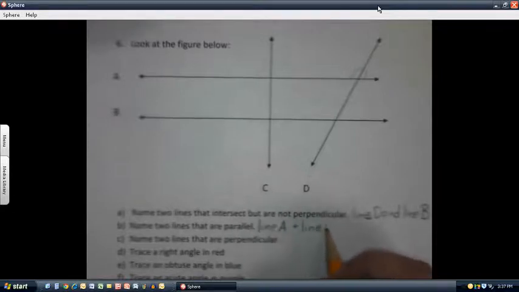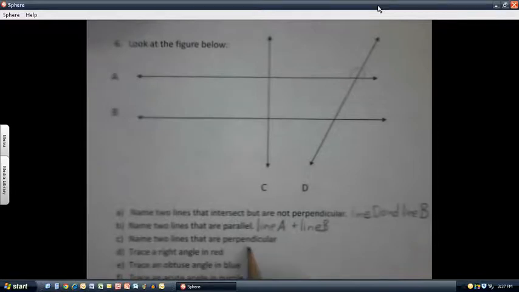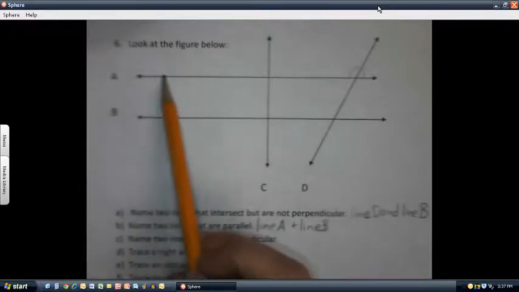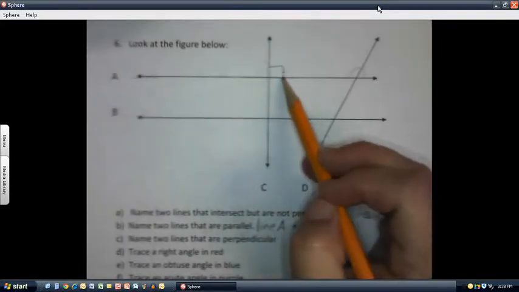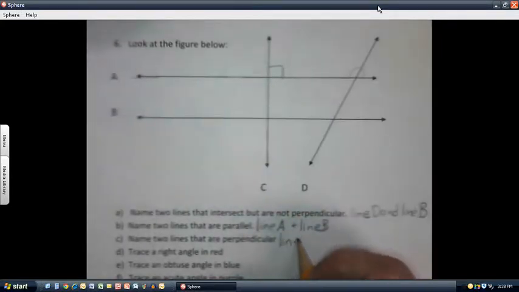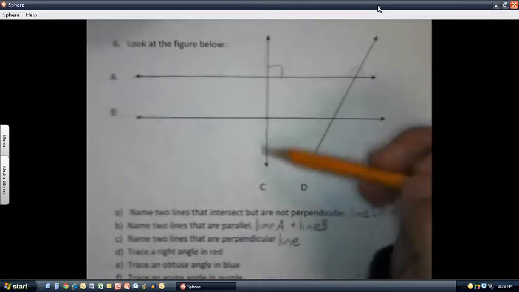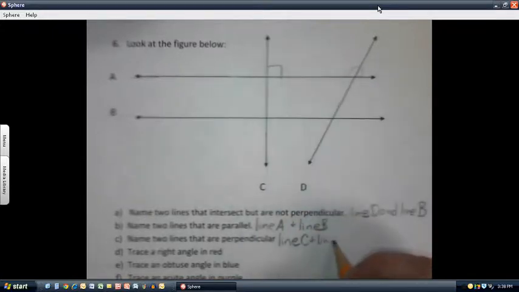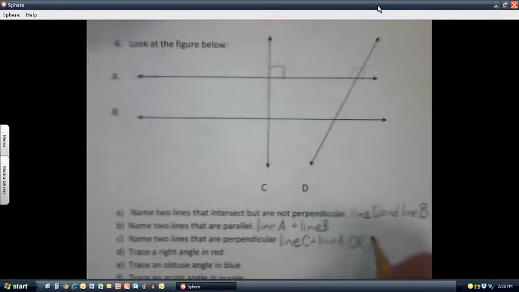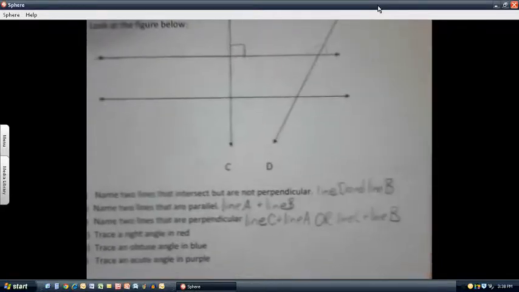2 lines that are perpendicular, that is where I have intersecting lines and they intersect at a 90-degree angle. So there are actually 2 pairs. You have C and A or C and B. So either one of those answers would be correct.